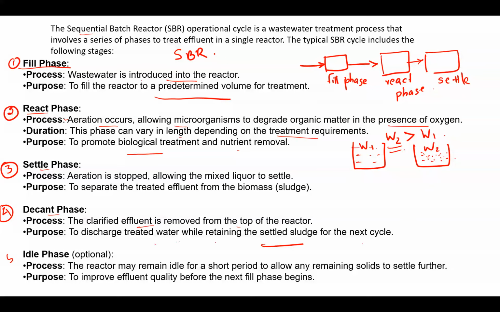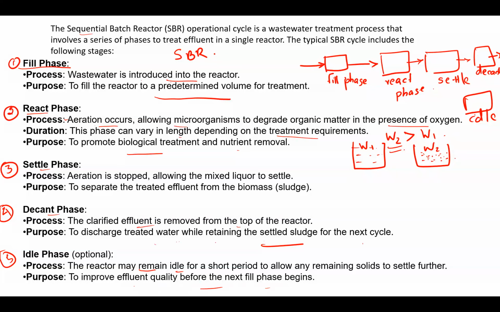Then the fifth one is the idle phase. That is, the reactor may remain idle. Next is the decant phase, removing the decant. Then the last step is idle. Idle means the reactor may remain idle for a short period to allow any remaining solids to settle further. This will improve the effluent quality before the next fill phase begins.